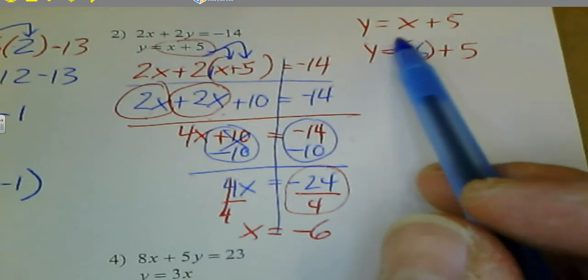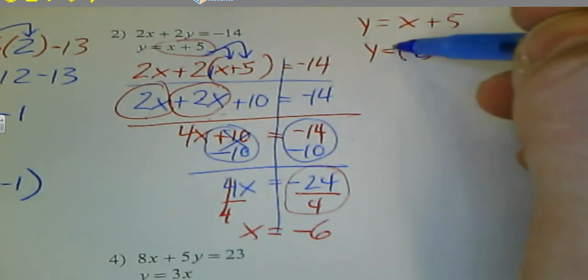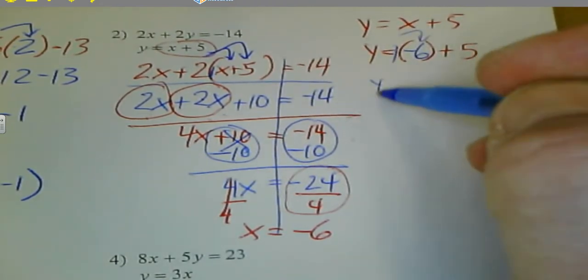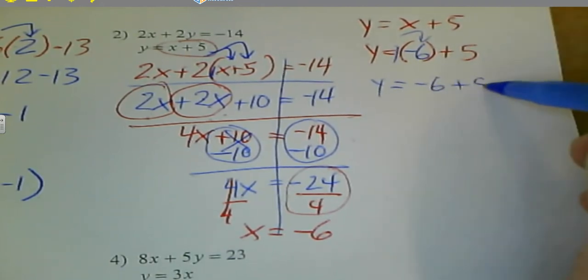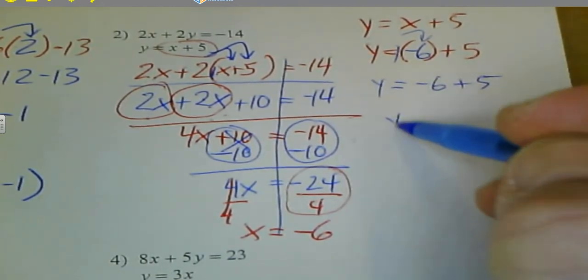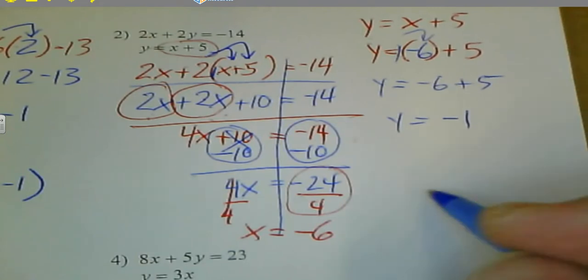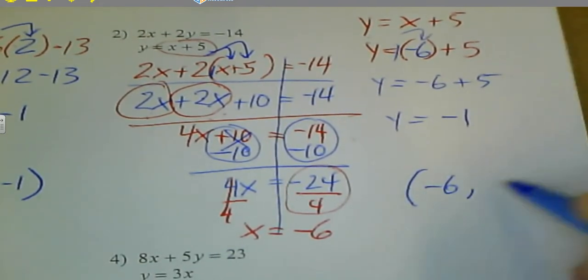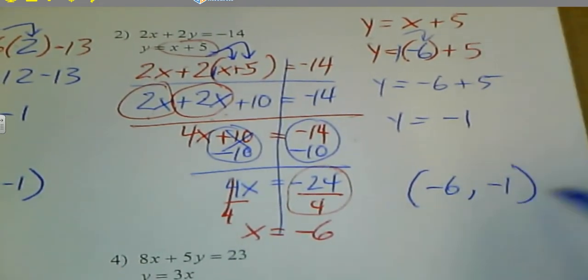Well, there's nothing to really multiply. There's a 1 here. If you want to put the 1 on the outside and you want it to be negative 6 plus 5, that's good. Negative 6 plus 5 is just negative 1. So our coordinate point is negative 6, negative 1.